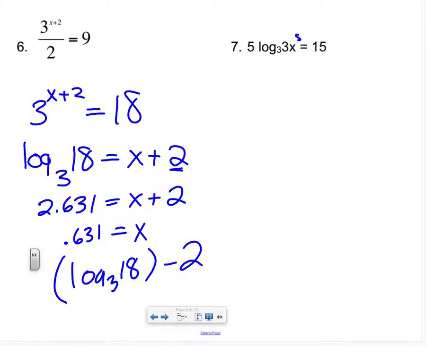It's harder, right? So why not just divide by 5 at the beginning? If I divide by 5, I get log base 3 of 3x. What's 15 divided by 5? That's 3. Well, I can pretty much tell you the answer, but we're going to solve it anyway.